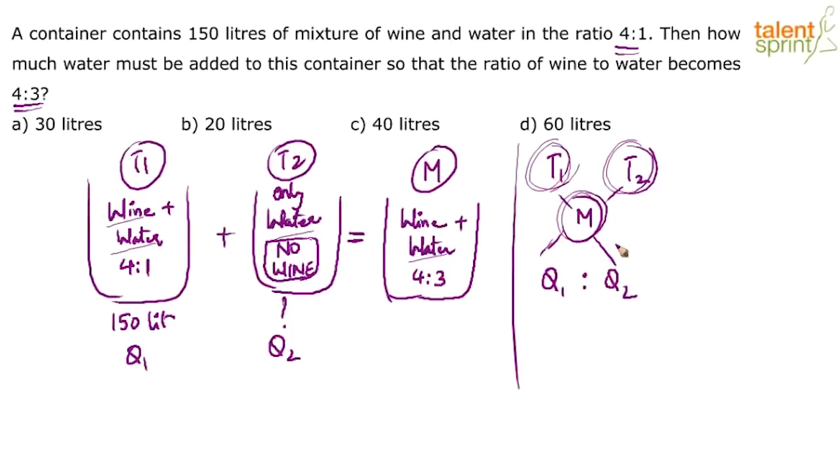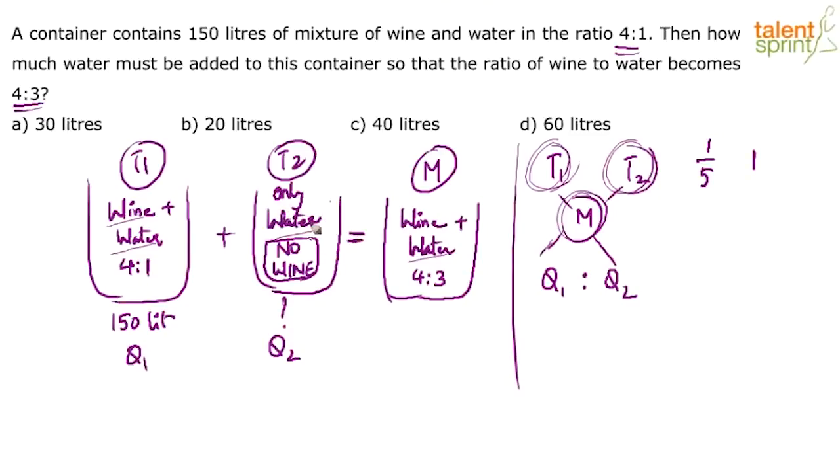So let's go with the concentration of water. What do you think is the concentration of water in T1? See, water is only 1 part out of 5 parts. So we can say 1 out of 5. In T2, it's only water, pure water. So can you say the whole unit is water? 1 water and 0 wine.